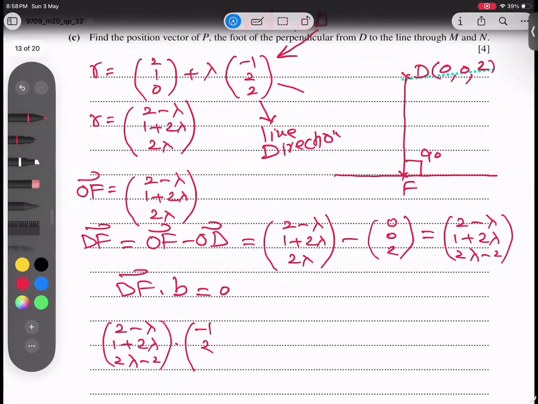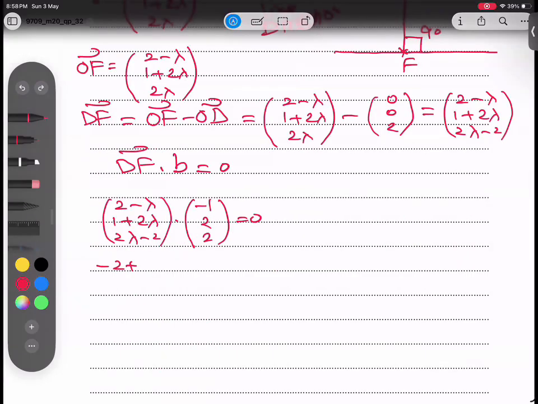So I got negative 2 plus lambda, plus 2 plus 4 lambda, plus 4 lambda minus 4 is equal to 0. I got 9 lambda, and the 2s cancel, and minus 4. And the lambda value becomes 4 over 9. Is the question done? No, we plug this back in here.